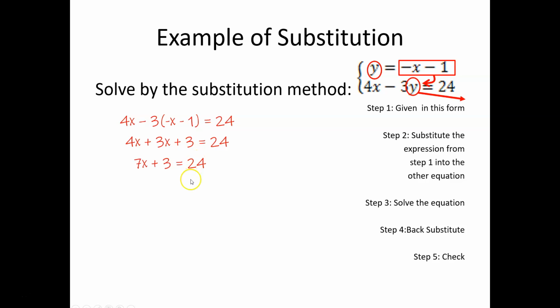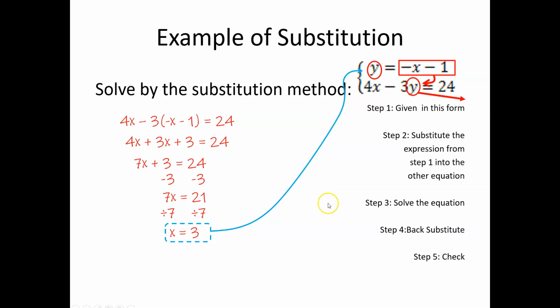Combine our like terms. Subtract the 3. And then divide by 7. We end up with x equals 3. Whew! We're halfway done. Now we want to take this x equals 3, stick it in one of these equations. I pick this one because it's the one I pick. There's no rhyme or reason to it.